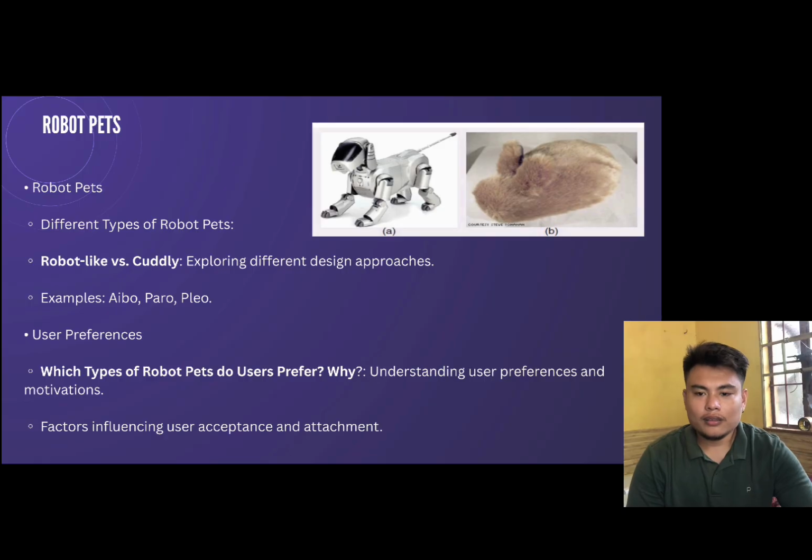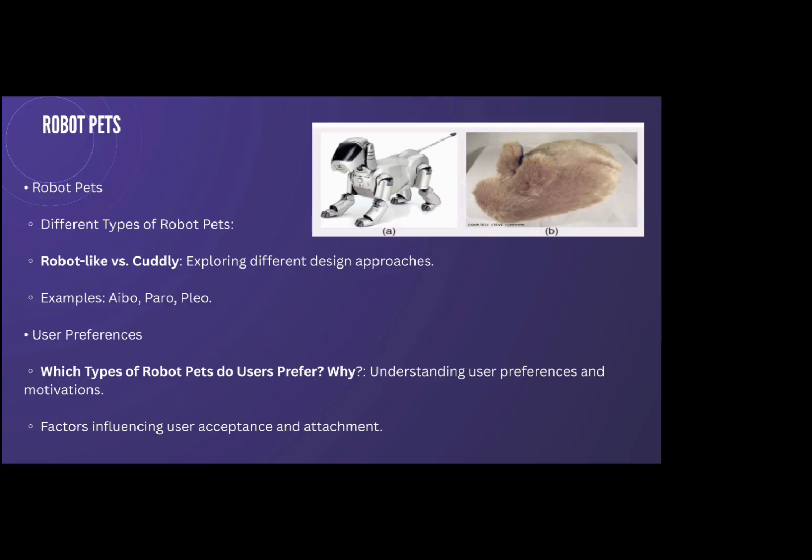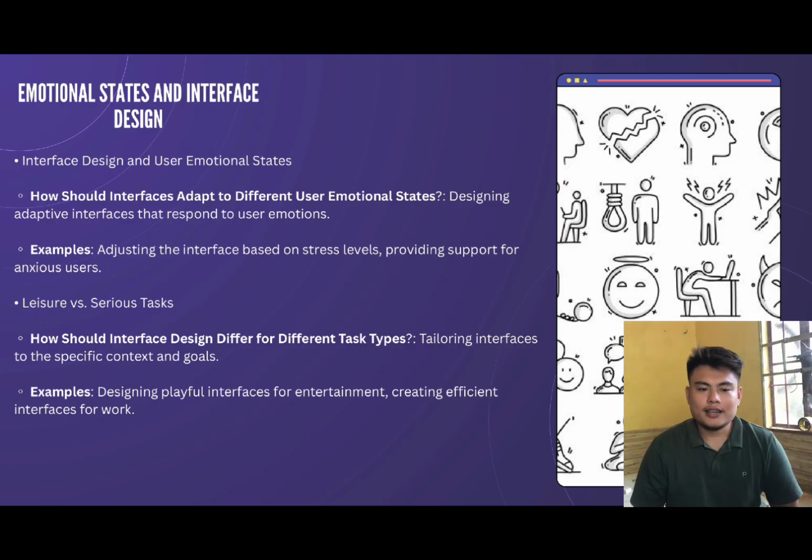So, the different types of robot pets are designed to mimic companionship, but they vary widely in form and function. Broadly, they fall into two categories. Robot-like pets emphasize a mechanical or futuristic aesthetic. Cuddly pets focus on softness, comfort, and emotional support rather than being mechanical. Emotional states and interface design: interface design and user emotional states.